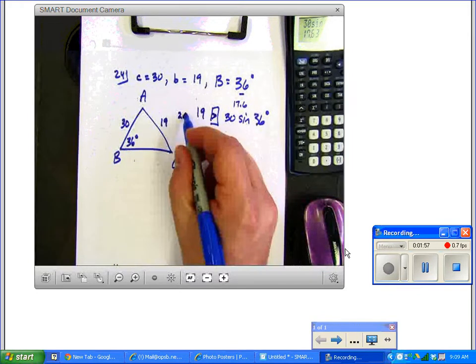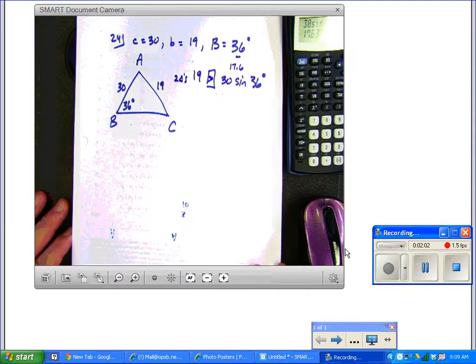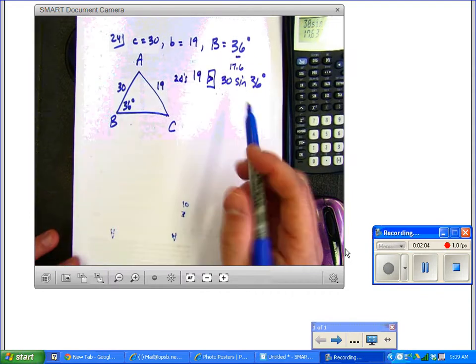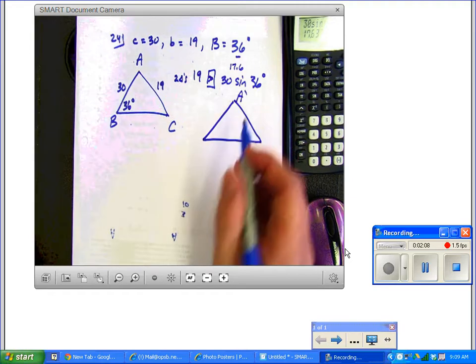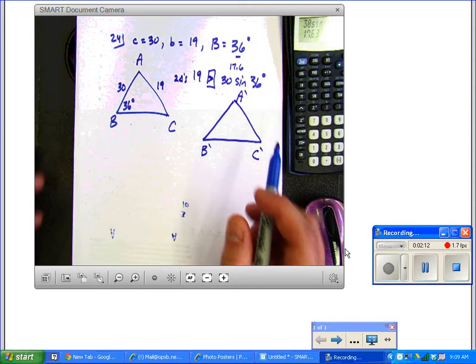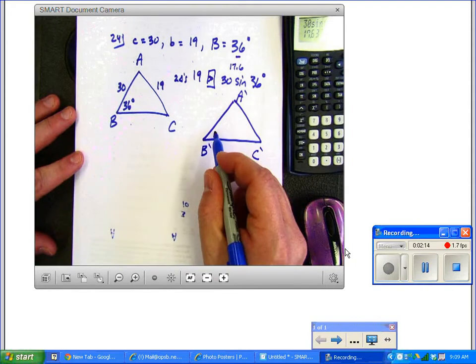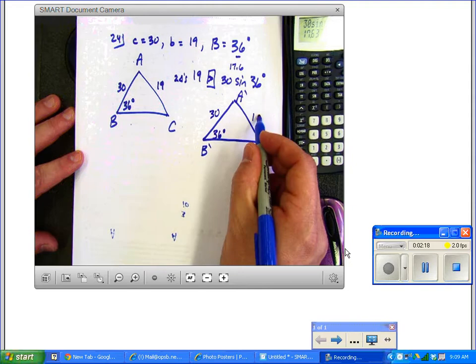Dum dum dum. All right. So pack a lunch. We're going to be here a while. So we've got to draw the other one. Let's label the other one with our primes here. All right. So let's see. This is still 36 degrees. This is still 30. This is still 19.